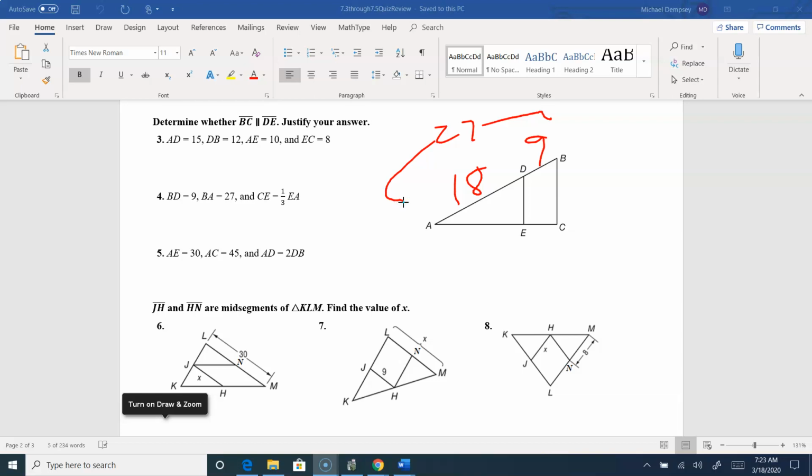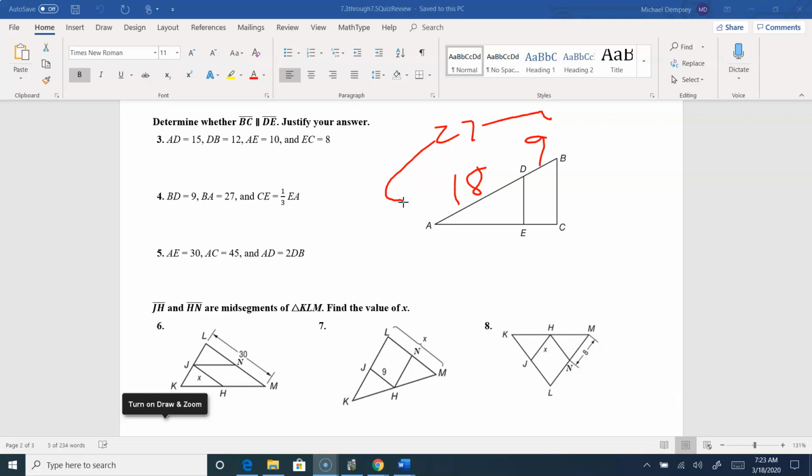Then I come down here and it just says that CE is 1/3 of EA. Okay, so CE, this little piece here, is 1/3 of EA. Well, I can see right away that's not the ratio I have up here. What I have up here is that 9 is 1/3 of 27, right? 9 is 1/3 of the whole, or 9 is 1/2 of 18. So I don't know what these sides are, but I know that if EC is 1/3 of EA, then this would be the smaller piece, and this is the larger piece.